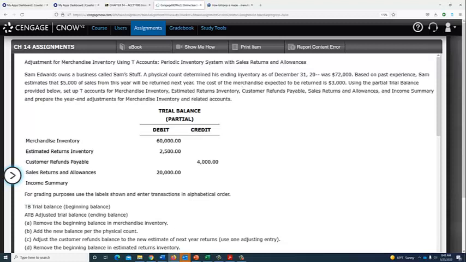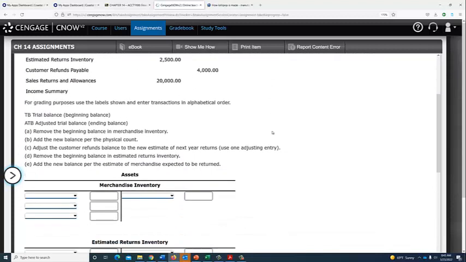He did a physical inventory and discovered that he has $72,000 at the end of the year in his regular inventory account. Then he estimates that $5,000 of sales from this year will be returned next year, and the cost of that merchandise that's going to be returned is $3,000. So now we have the information we need to adjust these accounts.